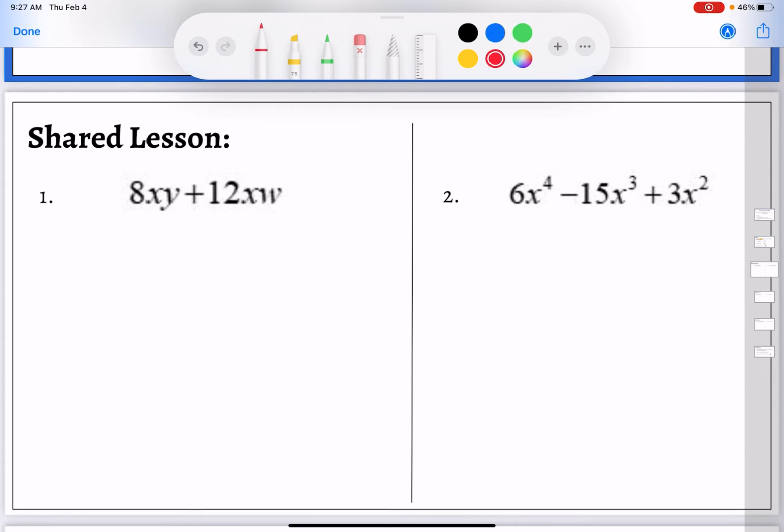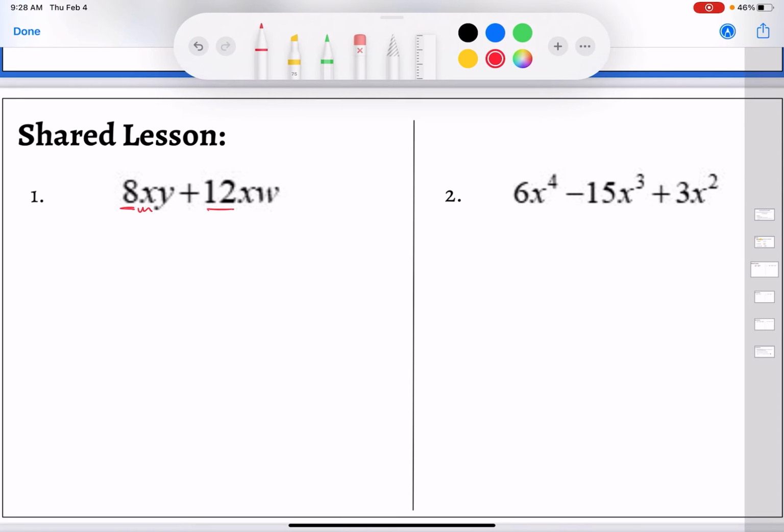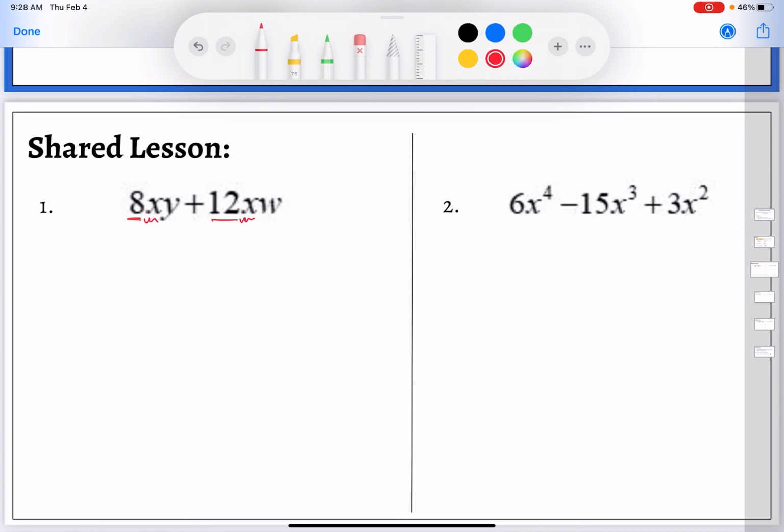I'm going to look at each of those just like I looked at my list in my warm-up, and I'm going to say, okay, what would be a common factor of the numbers, and do they have any common variables that would be part of our greatest common factor? So if I look at 8 and 12, they definitely have a common factor of 2, but that wouldn't be the greatest common factor. They also have a common factor of 4. And then I notice they both have an x, just like in our warm-up. So our greatest common factor for this one would be 4x.